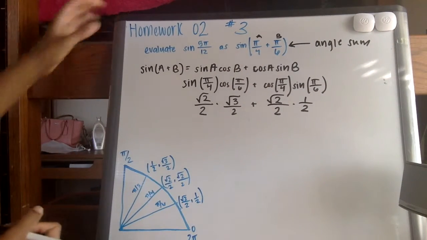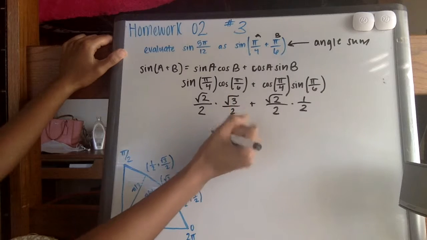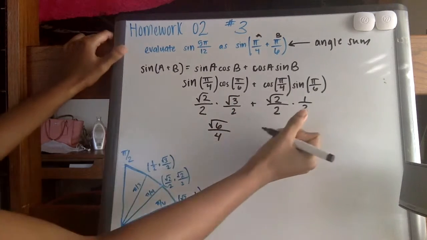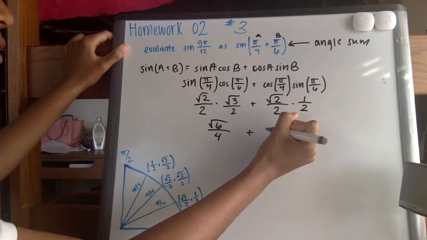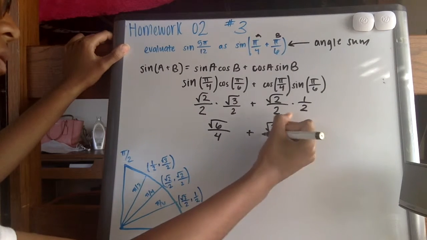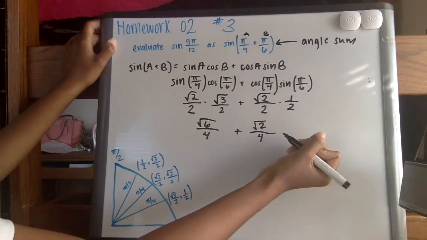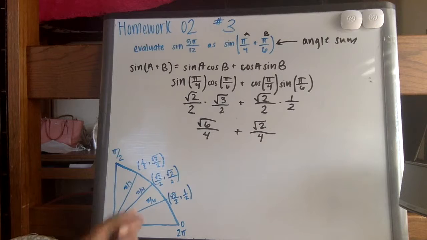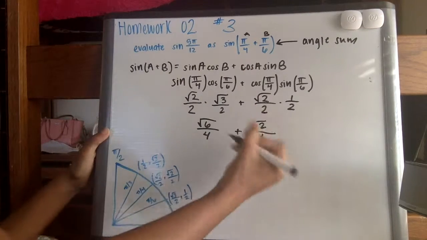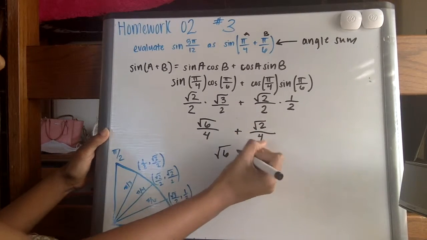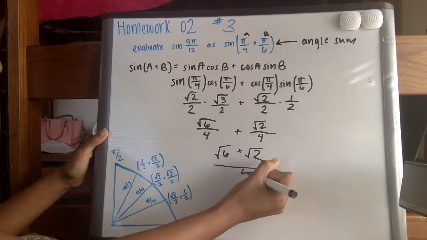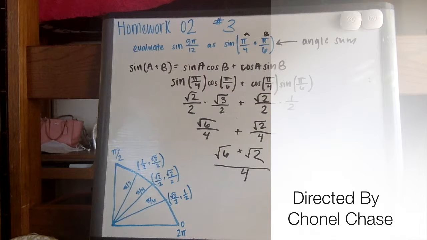Okay, and you multiply all that together, and it's going to simplify to root 6 over 4, because 2 times 2 equals 4, plus root 2 over 4. And when we simplify that, you can't simplify root 6 and root 4, so you just put them together, and you're going to end up with root 6 plus root 2 all over 4. And that's our total answer to make it correct using the angle sum identities.